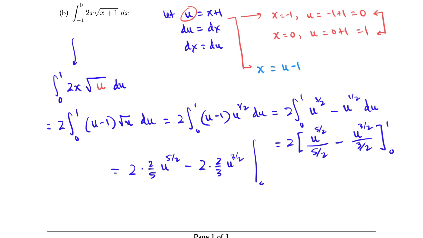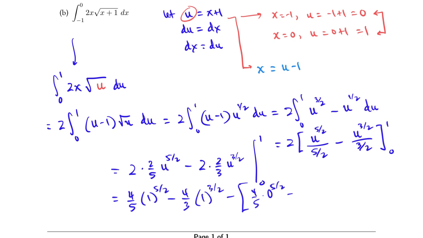And then we plug in 0 and 1. This is 4 over 5. Plugging in 1 for u, we have 1 to the 5/2 minus 4 over 3 times 1 to the 3/2, minus, and then now we plug in 0: 4 over 5 times 0 to the 5/2 minus 4 over 3 times 0 to the 3/2. But 0 raised to the 5/2 power is 0. 0 times 4 over 5 is 0. This is 0. So the answer will be 4 over 5 minus 4 over 3.